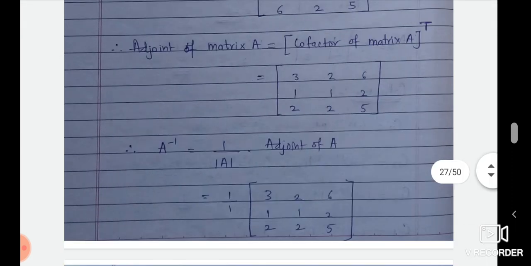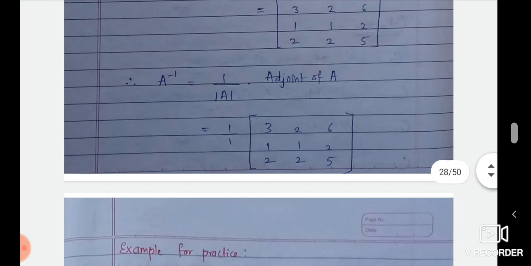Then what is A inverse? A inverse is nothing but 1 upon determinant of A into adjoint of A. The determinant was 1, so simply your answer is this much only.